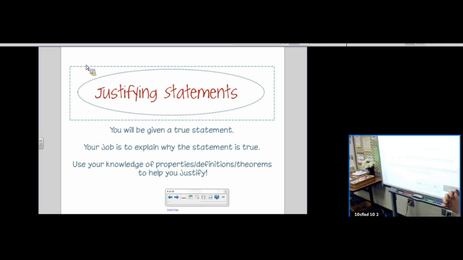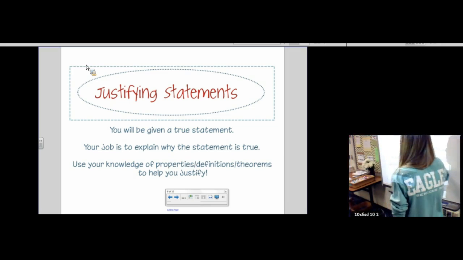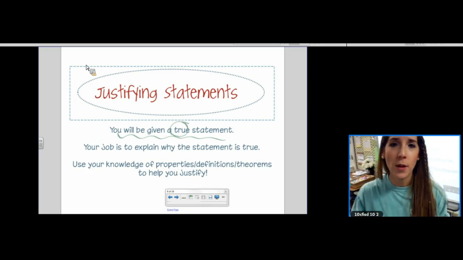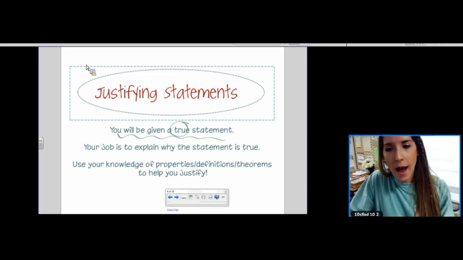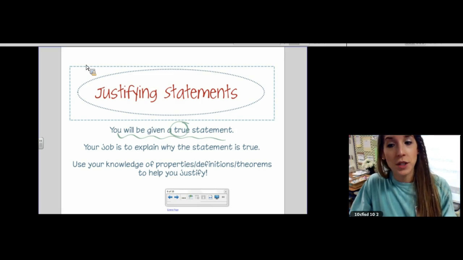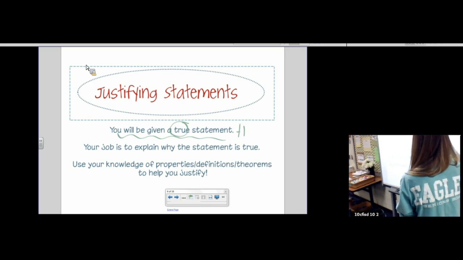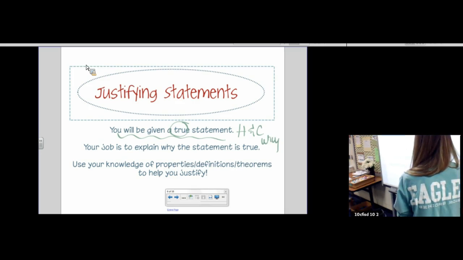So how does this work? You will be given a true statement. So they're always going to be true. This isn't find the truth value of the following statement. No, they're going to be true. And you just need to explain why the statement is true. Today you'll be given a hypothesis and a conclusion, and you just need to say why.